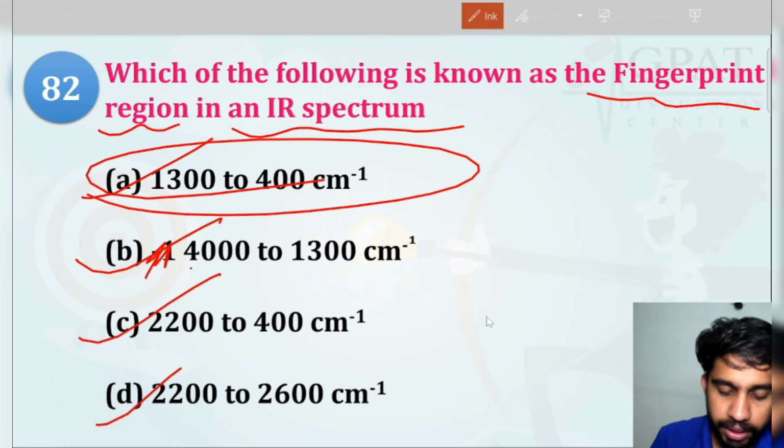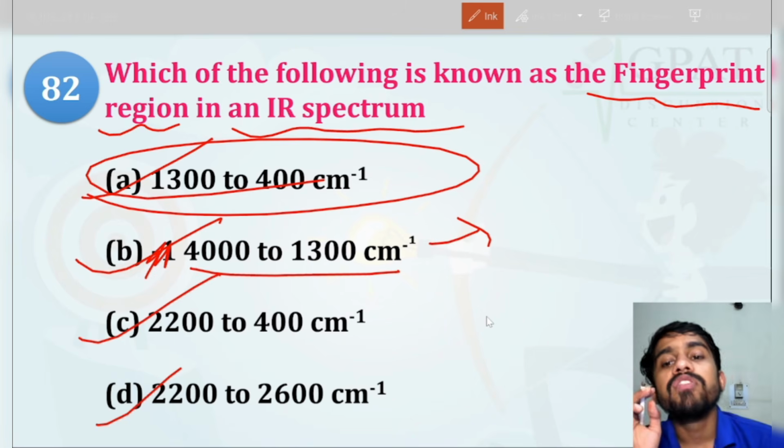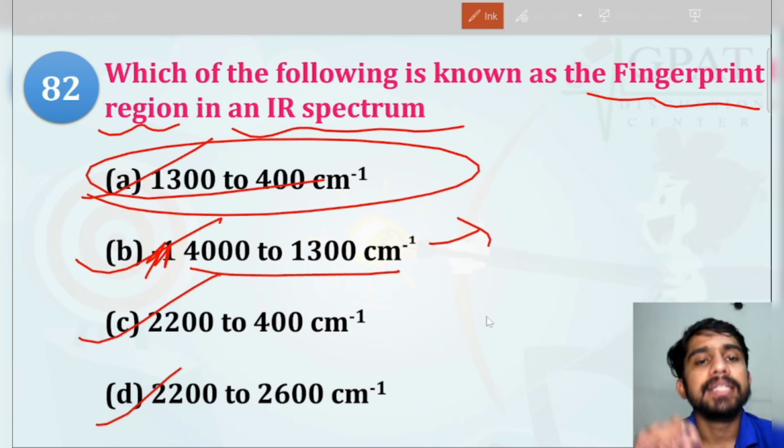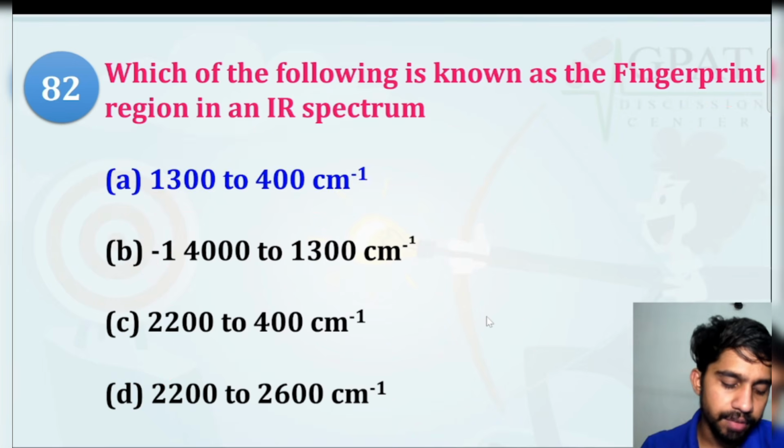If 4000 to 1300, this is what? This is your functional group region. The fingerprint region comes under your 1300 to 400. So option number A will be the right answer.